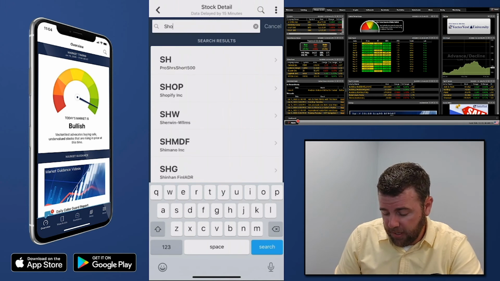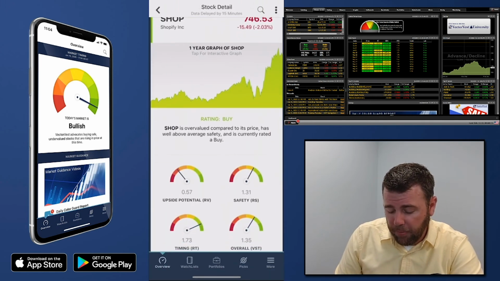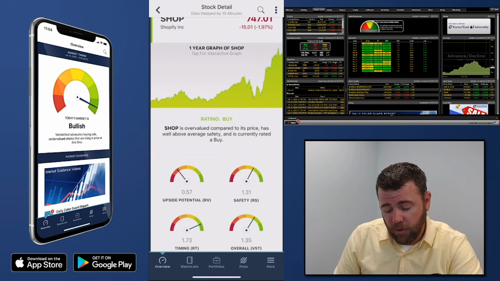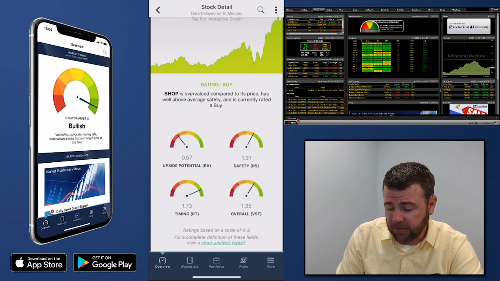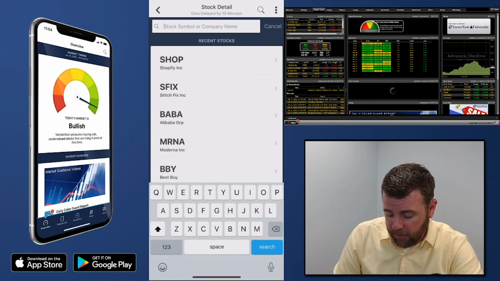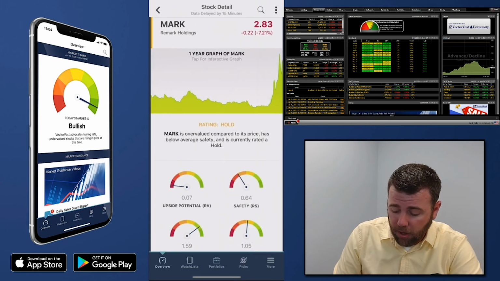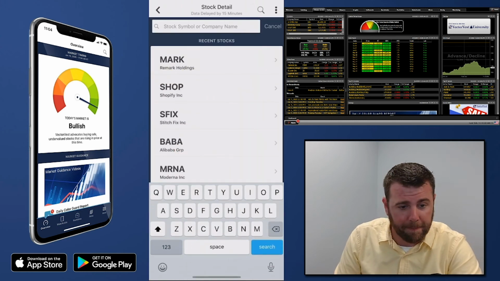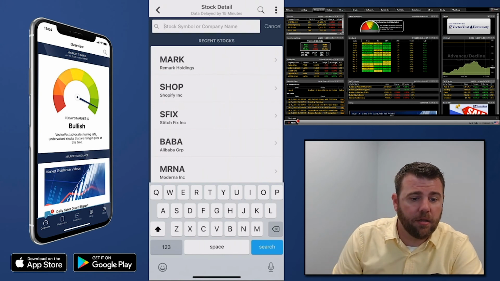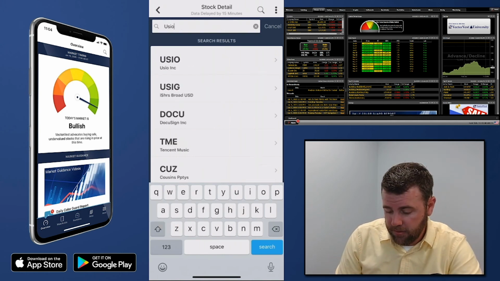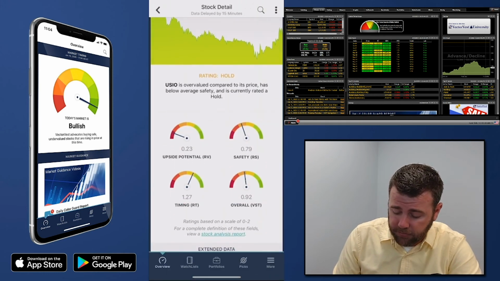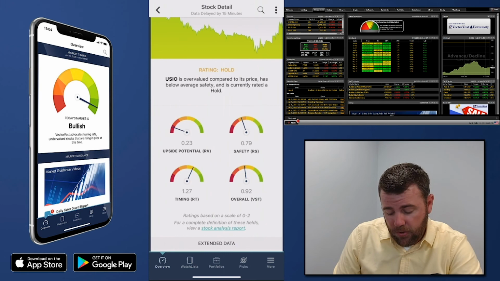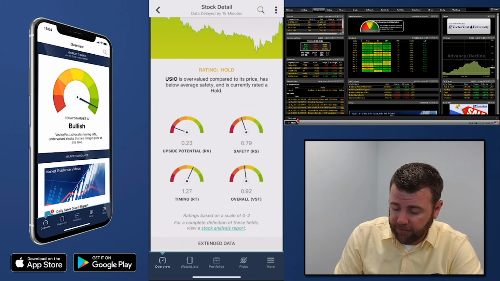Let's see. Shop, SHOP. Shop, poor long-term potential, but you have really solid fundamentals, so less risk associated with it. Nice strong uptrend, therefore the stock's favorable. Mark, MARK, poor long-term potential, a lot of risk associated with it. Really strong momentum play right now, however, so therefore the stock's favorable, but just barely. Let's see. USIO, poor long-term potential, a lot of risk associated with it. You have a little bit of momentum to the upside, but not enough to make the stock favorable.